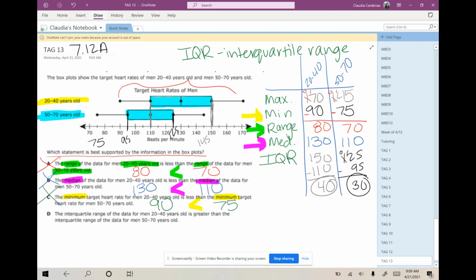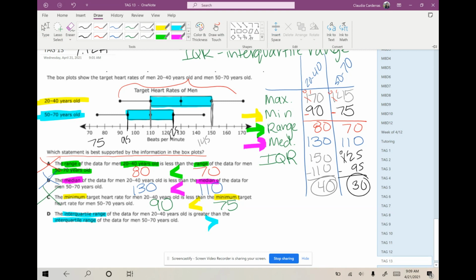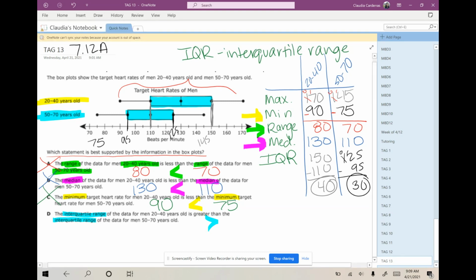No, it is not. So before we go and say, oh, it has to be answer choice D, we need to double check to make sure we didn't make a mistake earlier. And so we're talking about the interquartile range of the data for men 20 to 40-year-olds is greater than the interquartile range of the data for men 50 to 70-year-olds. So let's look at IQR for 20 to 40 is 40, and IQR for 50 to 70 is 30. So is 40 greater than 30? Yes, it is. So sure enough, our answer choice D is correct.